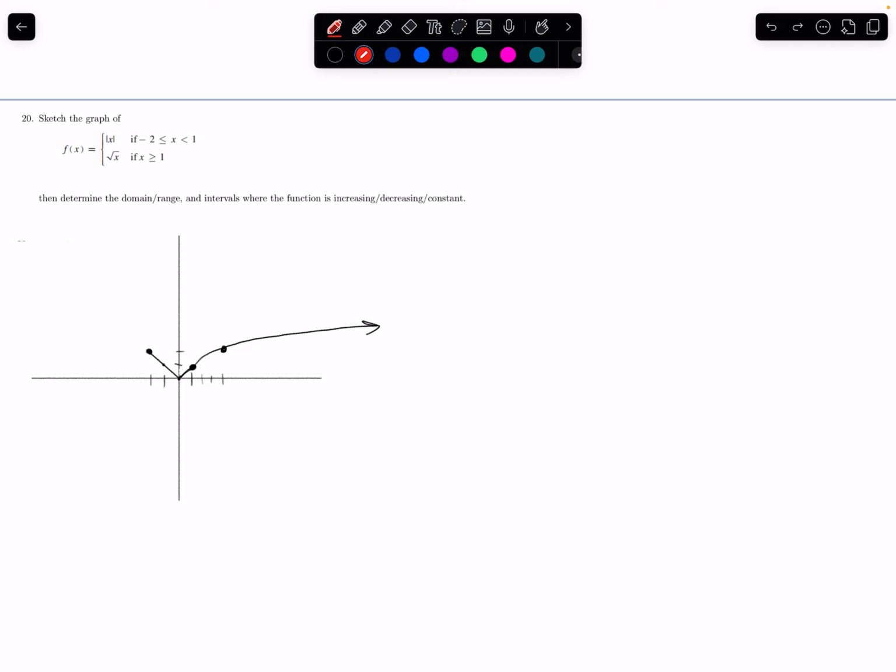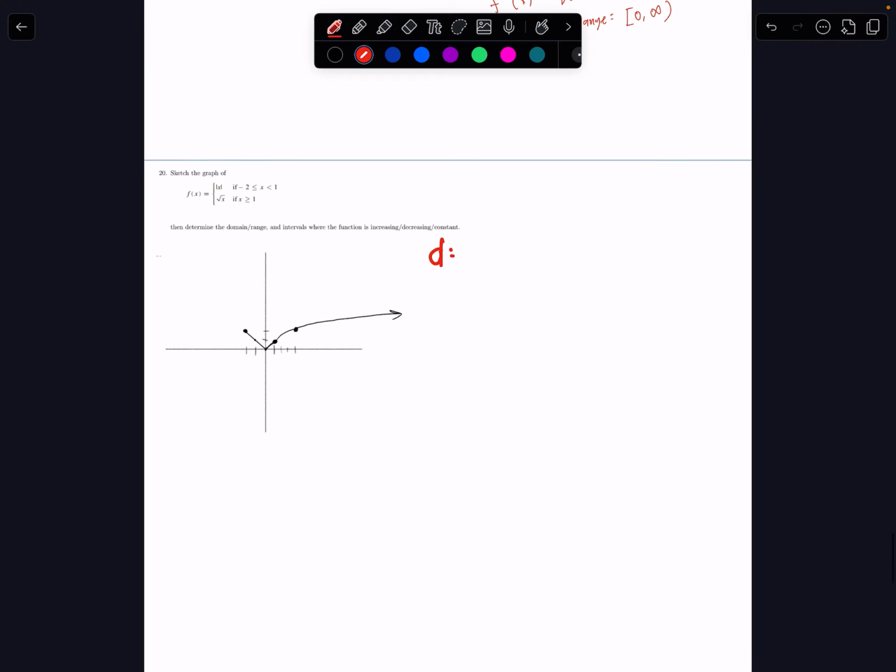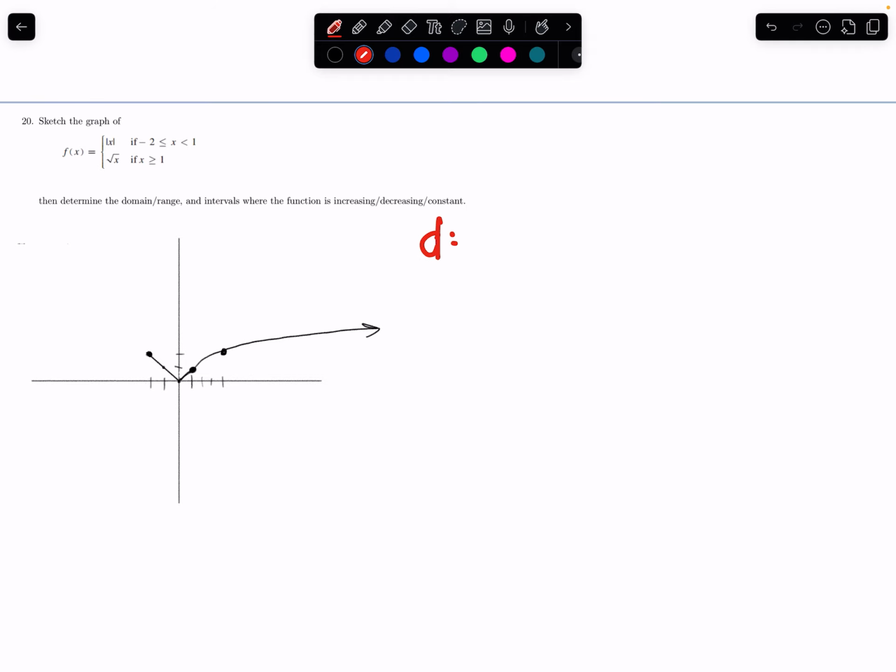Now for the domain and range. Domain first, in huge, thick letters here, because I'm zoomed in. That's why it's looking so thick, I think. Or did I just choose the wrong setting? Oh, that's what it was this whole time. Oh my gosh.